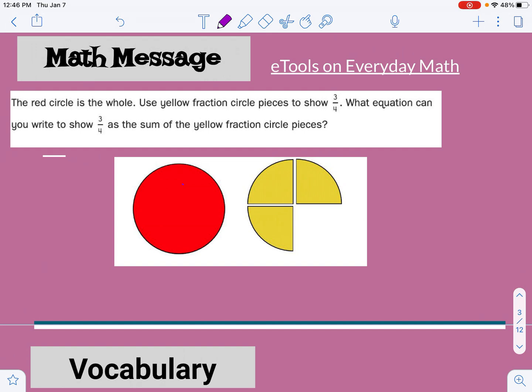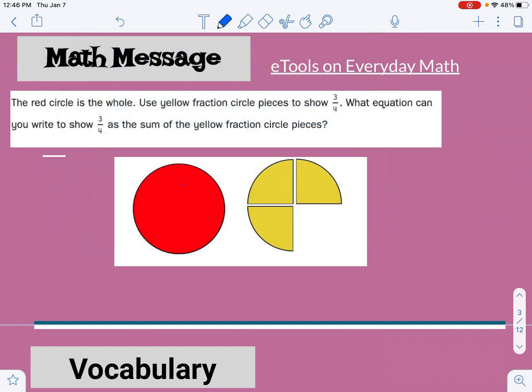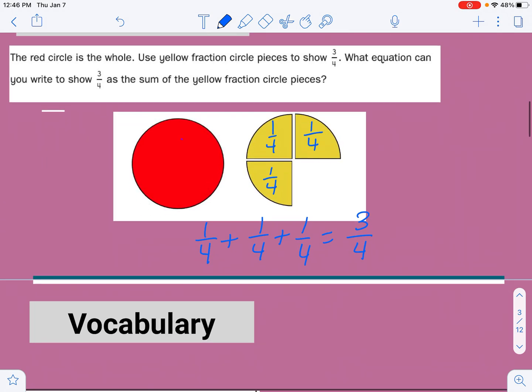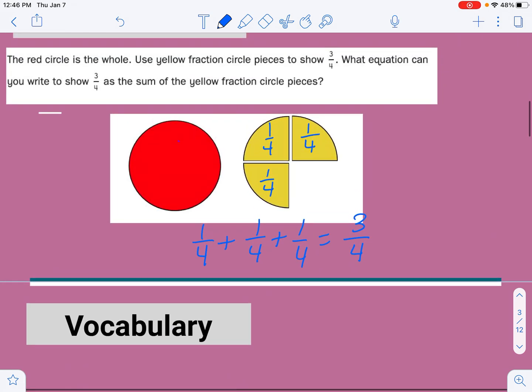But now we're looking at these yellow pieces and thinking, how do we write an equation to show the sum of the three yellow pieces as 3/4? And I know that each one of these yellow pieces is 1/4. If each yellow piece is 1/4, then we can say 1/4 plus 1/4 plus 1/4 equals 3/4. That is an equation to show the sum of those three pieces equals 3/4.